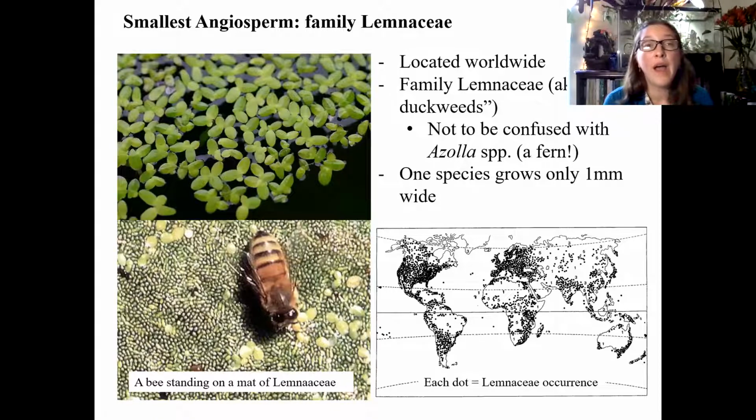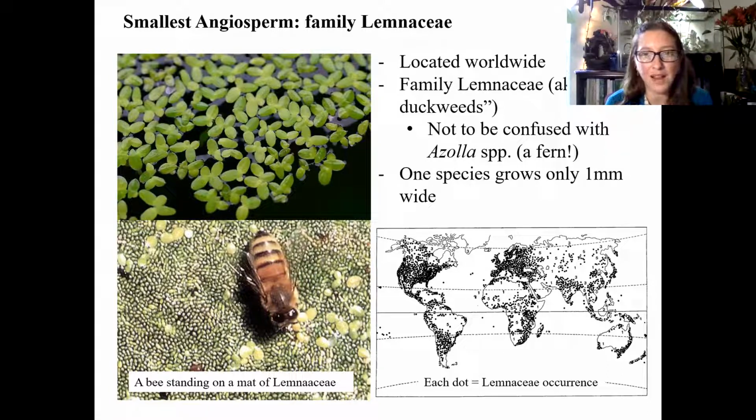All right. They could be super tall. They could also be super small. So this is a type of plant, Lemnaceae, which is from the duckweeds. Not to be confused with the ferns I showed you, those tiny little ferns, which are also sometimes called duckweed. But anyways, look at this bee. This is a bee standing on a mat of duckweed, just to give you an idea of how very small.